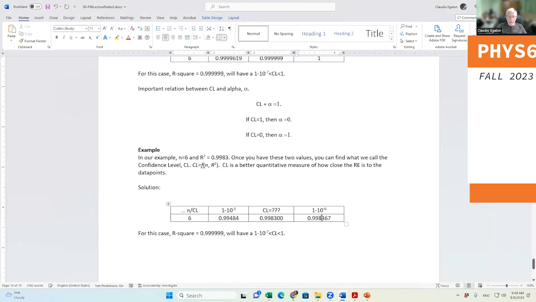See, this number is less than this number. And now we can write down that the CL is going to be between this value and this value. It's going to be greater than this value and less than this value, right? That's the type of problem you're going to see most of the time in this lab.